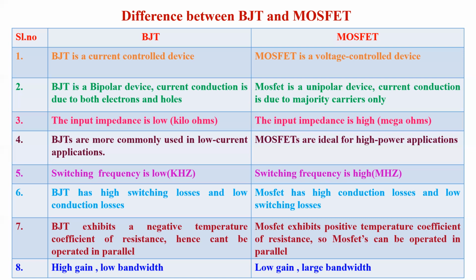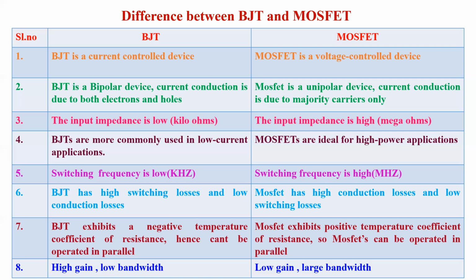Whereas MOSFET exhibits positive temperature coefficient. That is, as the temperature increases, resistance also increases in case of MOSFET. So they can be operated in parallel. It's basically like this: suppose a BJT carries current, and if its resistance decreases in parallel operation, then that will lead to damage of both the devices, so they can't be operated in parallel, whereas MOSFETs can be operated. So this is a very major merit of MOSFET.